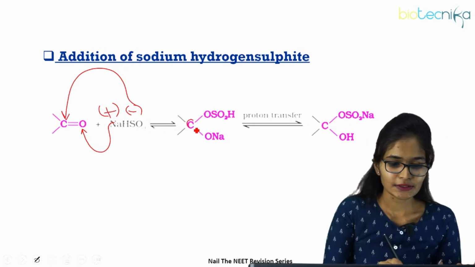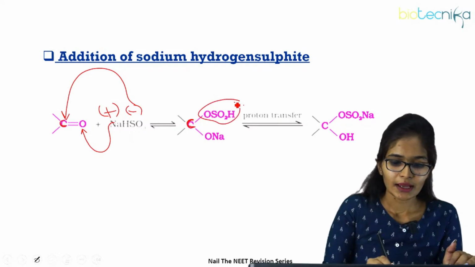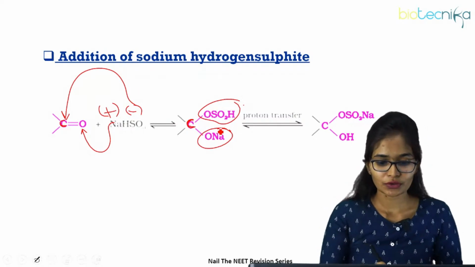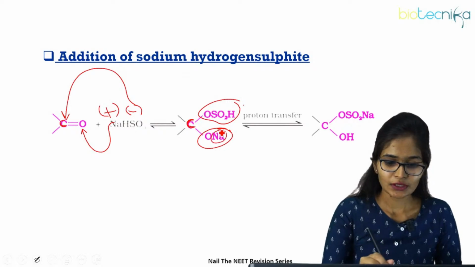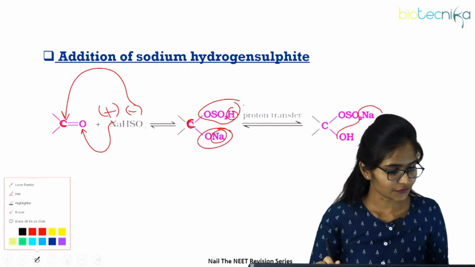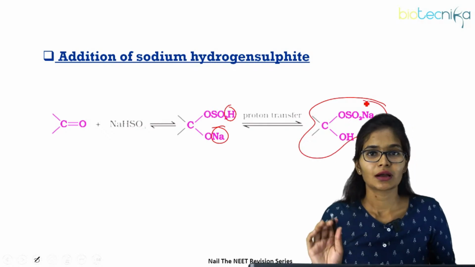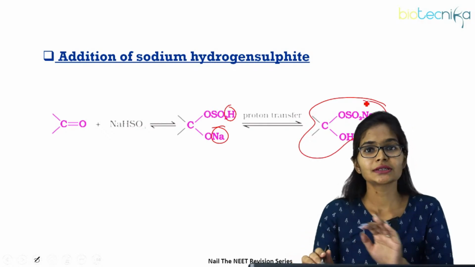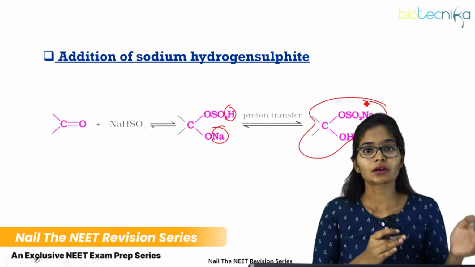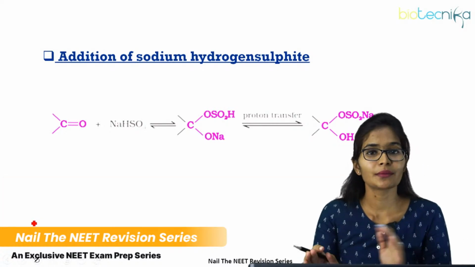So what you will get here is the central carbon attached to SO3H on one side, and the oxygen bound to sodium. Now you have to transfer the proton, so the sodium is replaced by hydrogen. Overall, just by transferring the proton, you will get the bisulfite adduct, that is the addition product. This reaction is reversible. Just by maintaining some reaction conditions, you can get back your carbonyl group as it is. So this is another example of addition of sodium hydrogen sulfite.